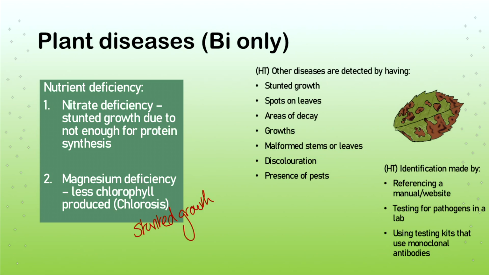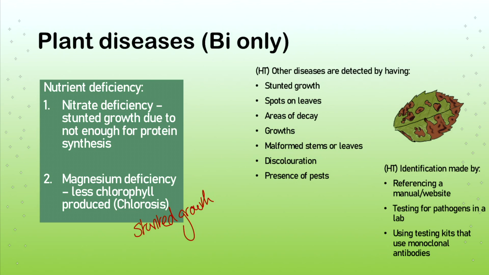Now, if you're doing higher tier, we need to know 2 extra parts to this, which are very simple. I don't understand why it's higher tier, but anyway, the first part is what we can look for in a plant to know that it's got disease. We might see stunted growth or spots on a leaf, areas of decay on the plant, or growths, literally like tumours for plants. We might see malformed stems or leaves, they're not looking normal. They might be discoloured, there might be a presence of pests on them like aphids. Those are signs of diseases, okay?